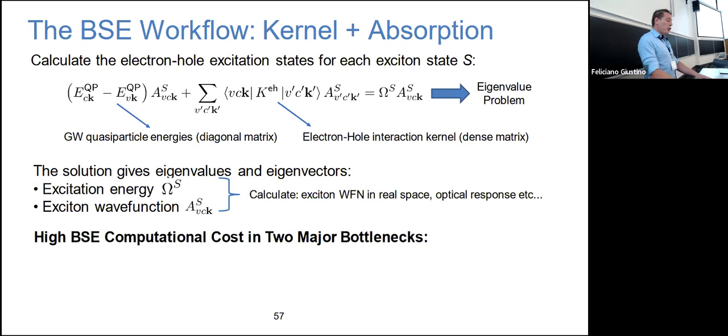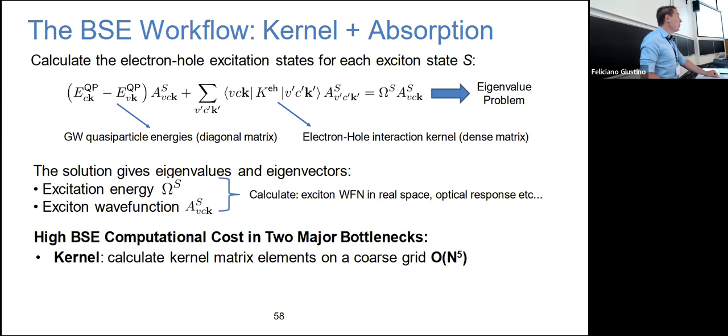Now, very similarly to the GW part of the workflow, in this case we can also recognize two major bottlenecks in the solution of the BSE equation, which, similarly to the GW part of the workflow, are implemented in two standalone modules. The first one is Kernel. Kernel computes kernel matrix elements on a coarse K grid, and its computational cost grows with the fifth power of system size.